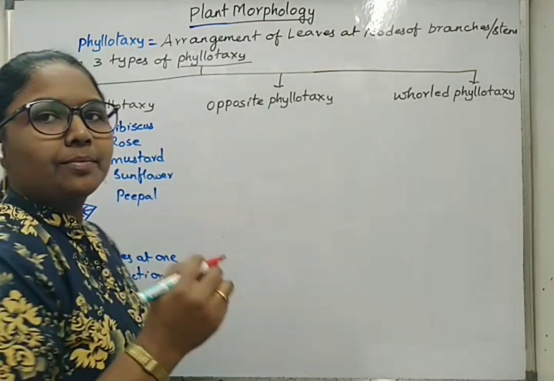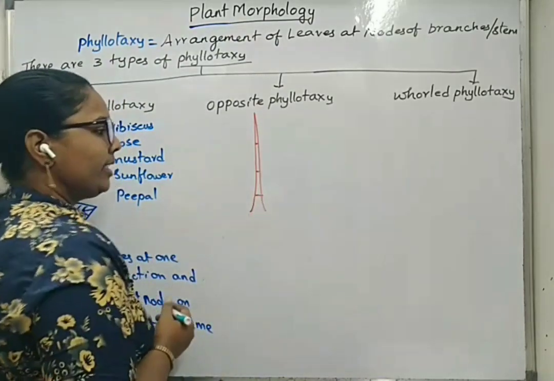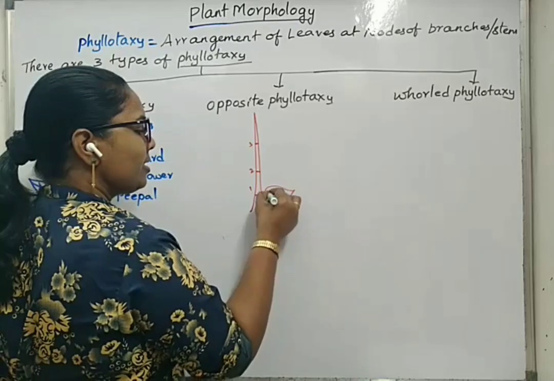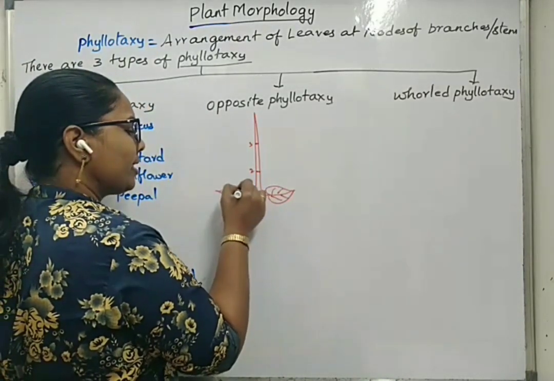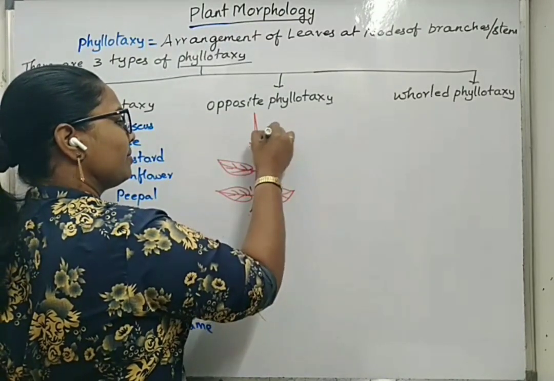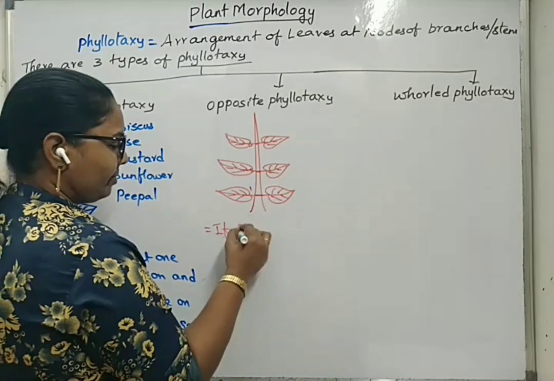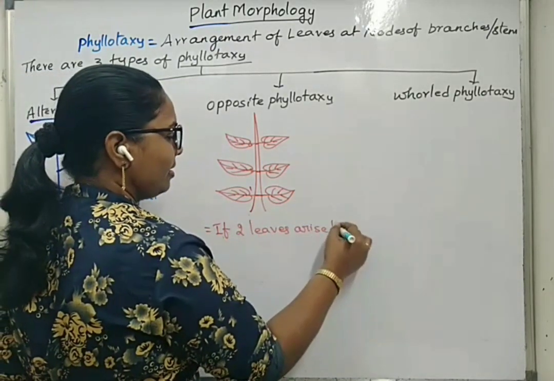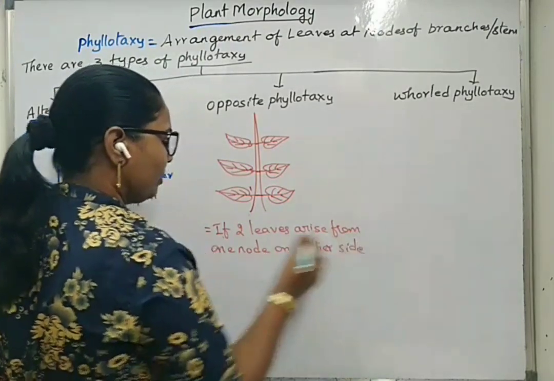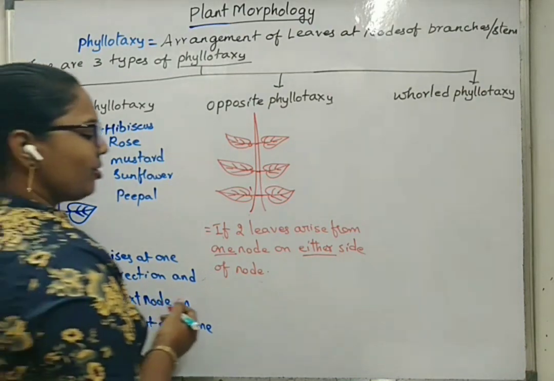Then what about opposite phyllotaxy? If two leaves arise at the same node in opposite directions. If this is the stem or branch with nodes and internodes, this is one node, this is an internode, another node, another node. So how many nodes are we representing? 1, 2 and 3. If two leaves arise at the same node in opposite directions, like this, like this, such type of arrangement is called opposite phyllotaxy. If two leaves arise from one node on either side of the node, and at each node also on either side, such type of arrangement is called opposite phyllotaxy.